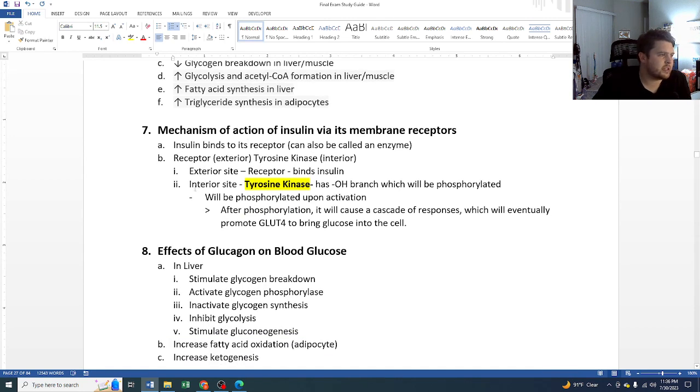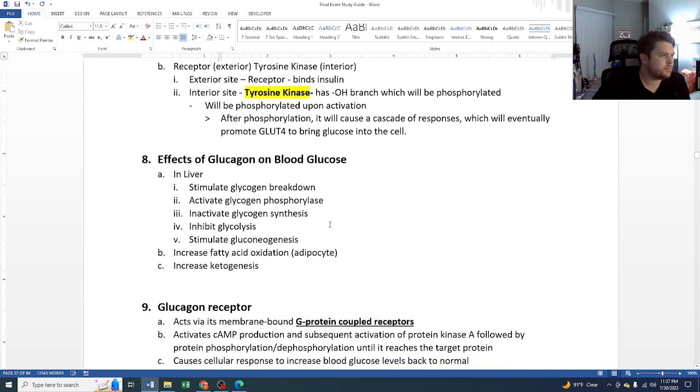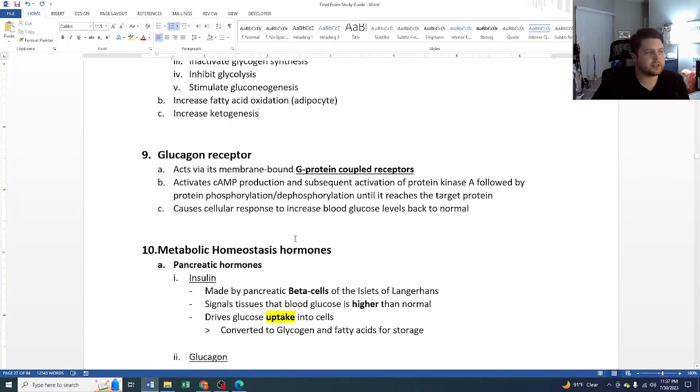But yeah, understand that the interior side of the tyrosine kinase has these branches that will be phosphorylated when insulin binds, and that phosphorylation will cause a cascade response on the inside of the cell, promoting the GLUT4 to bring glucose into the cells. The effects of glucagon on blood glucose, again, are going to be opposite of the insulin. The glucagon receptor is a G protein coupled receptor, and we talked all about those just a minute ago. So that's the pathway it's going to follow.